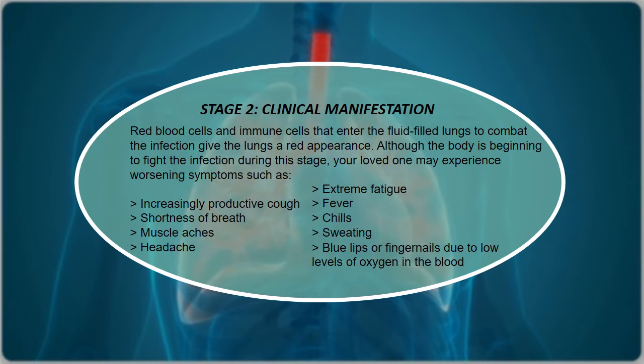Stage 2 clinical manifestation: red blood cells and immune cells that enter the fluid-filled lungs to combat the infection give the lungs a red appearance. Although the body is beginning to fight the infection during this stage, your loved one may experience worsening symptoms such as increasingly productive cough, shortness of breath, muscle aches, headache, extreme fatigue, fever, chills, sweating, and blue lips or fingernails due to low levels of oxygen in the blood.